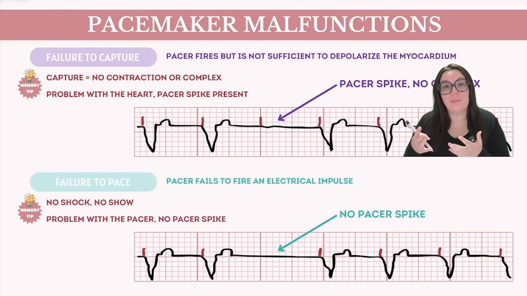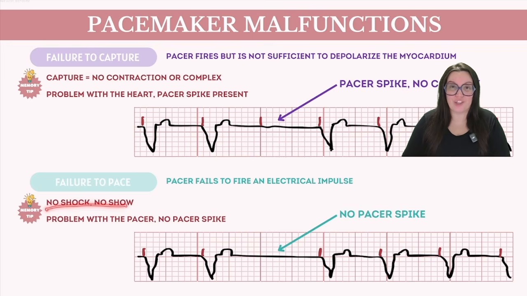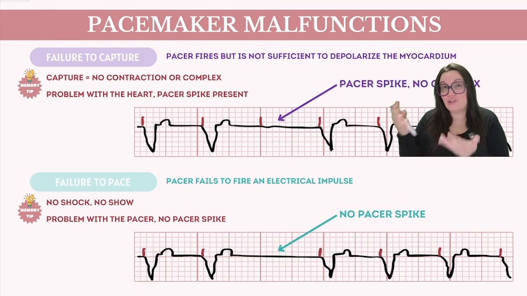And then next up we have failure to pace. And this happens when the pacemaker itself fails. It fails to emit that electrical impulse at that scheduled time, or intermittently fails throughout all of those scheduled times to deliver those impulses. An easy way to remember this is no shock, no show, meaning that we're not going to see a pacer spike here, right? We can look at our 6-second strip and see a pacer spike here with a QRS, pacer spike here with a QRS, and then just nothing here happened, right? So if we have no shock, we're not going to show anything on our ECG.